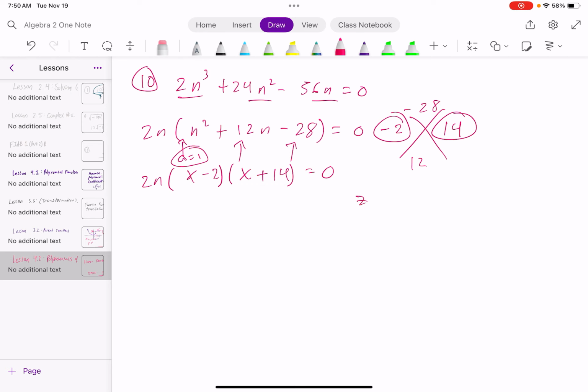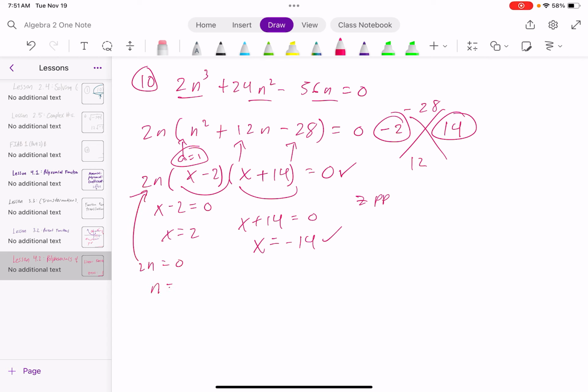Again, by the zero product property, you could just say, if this was 0, that'd be great, because 0 times anything will check out to 0. So x plus 14 is 0, and x is negative 14. Then we have x minus 2. If this was 0, that would be great, and that was x equals 2. And then this one, if this was 0, that'd be great. So 2n is 0, n is 0.